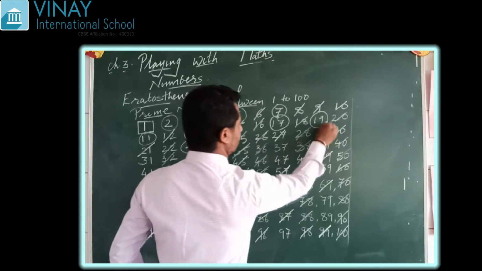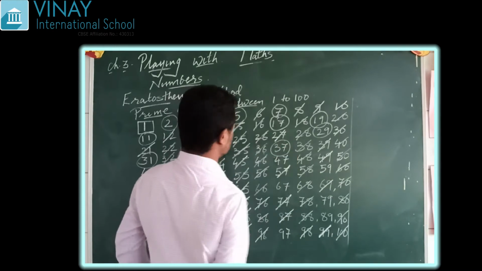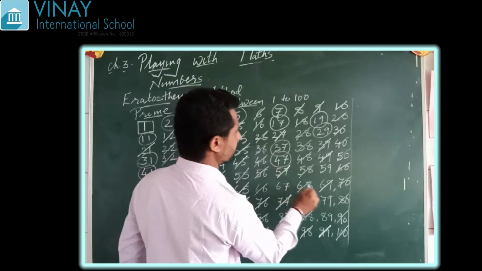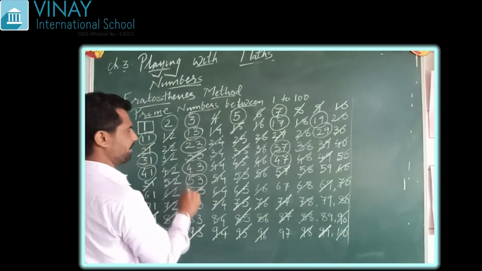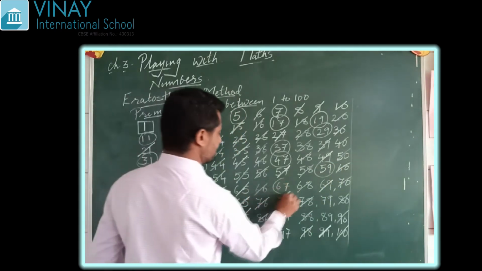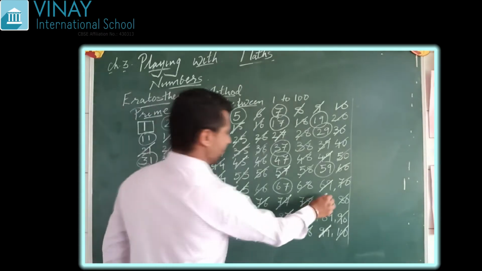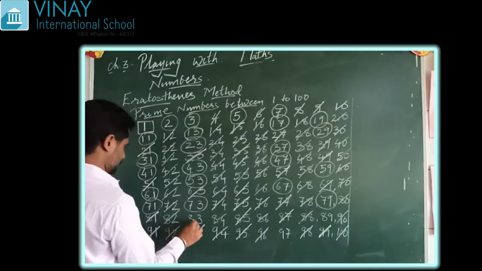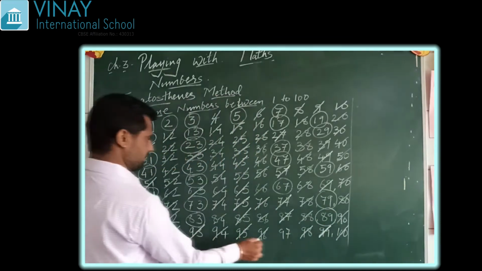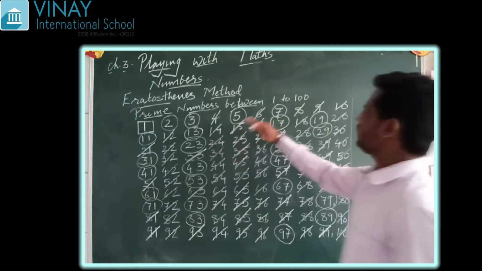23, 29, 31, 37, 41, 43, 47, 53, 59, 61, 67, 71, 73, 79, 83, 89 and 97. So these are the prime numbers between 1 to 100.